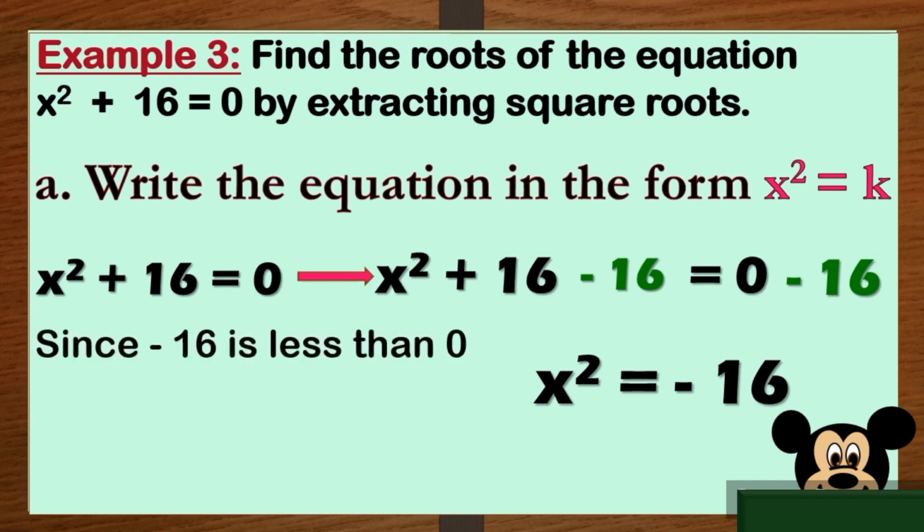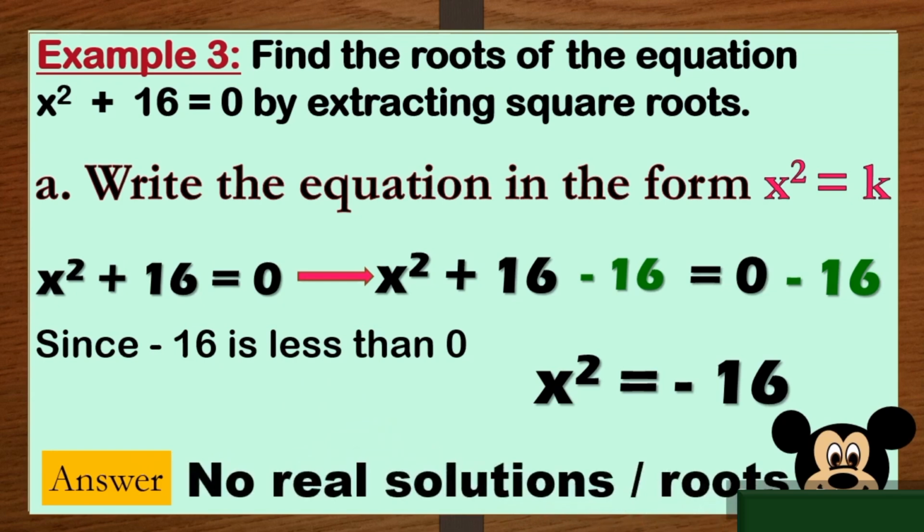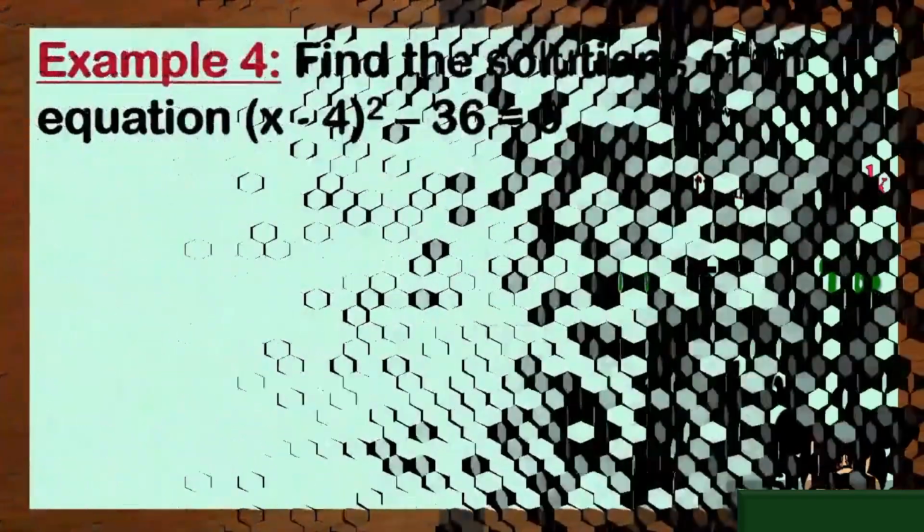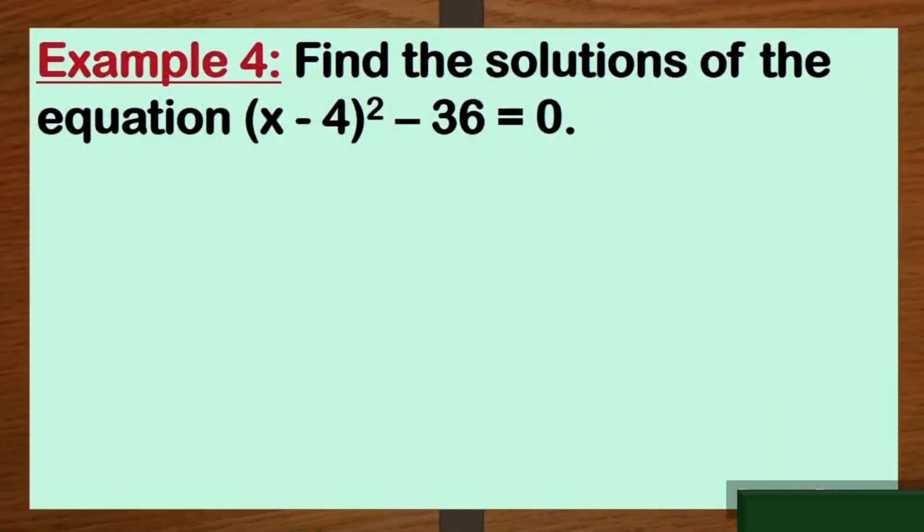Okay, note that k is negative 16. So, since negative 16 is less than 0, there are no real solutions or roots. Again, for the third property, when k is a negative number, the equation has no solution. Okay, so let's have another example.